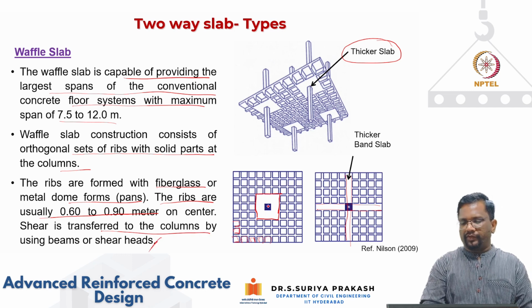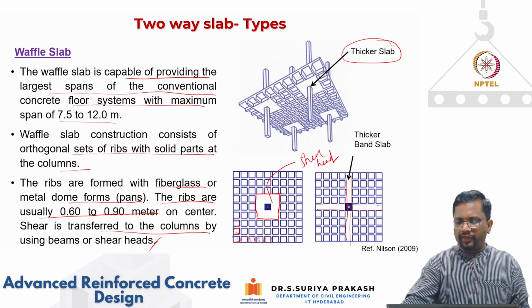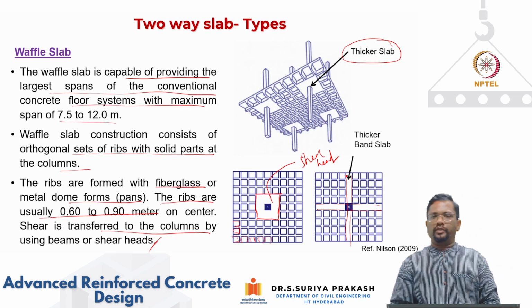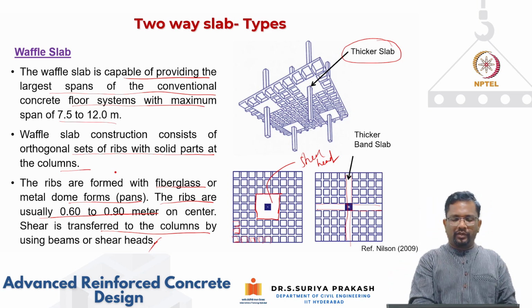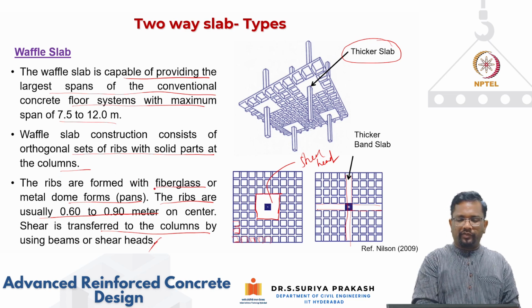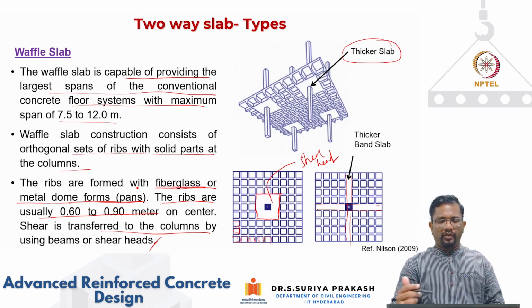Okay, so this is what we say there, shear head or thicker slab. This is called shear head. Okay, or this kind of band slab we can put. Okay, the only challenge again is to have these kinds of fiberglass or metal dome formwork to create these short ribs which run along two directions.